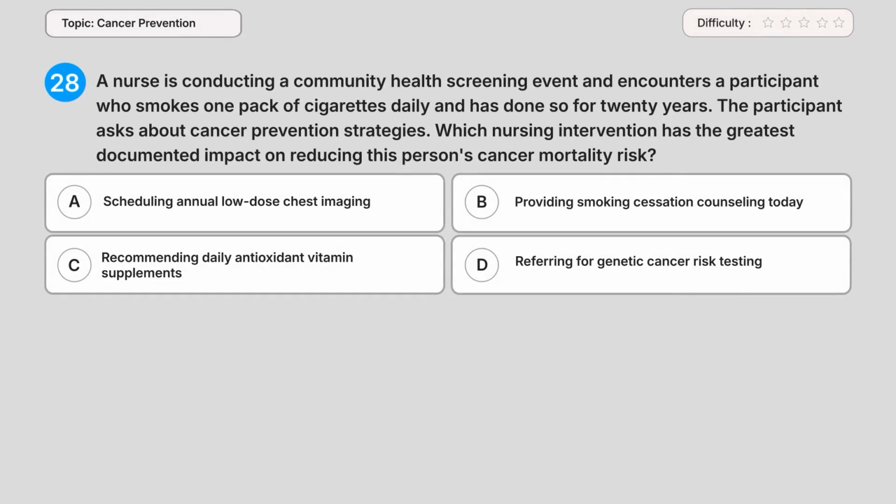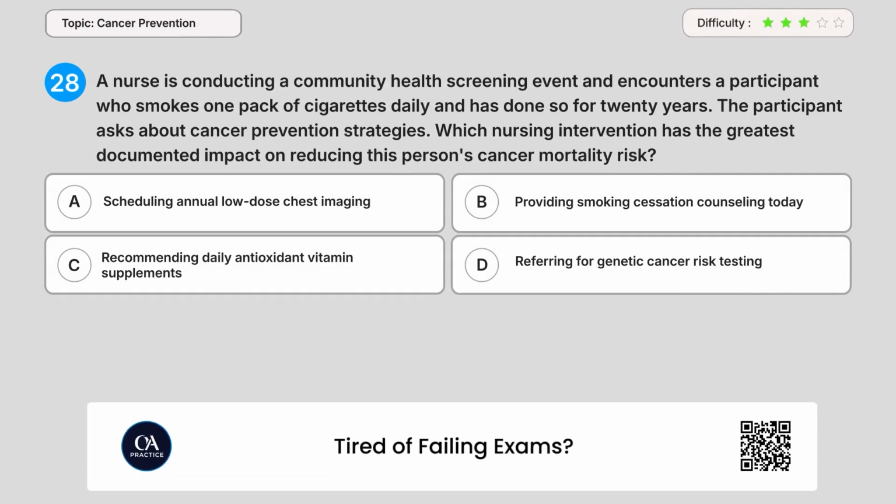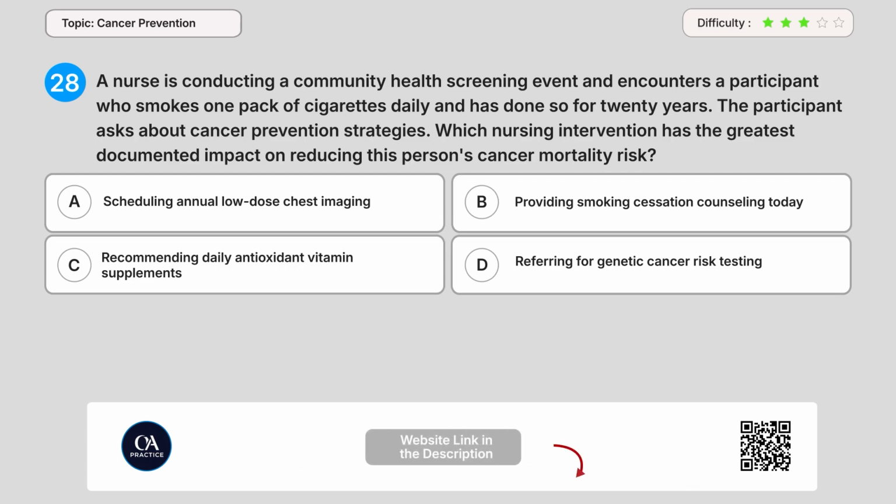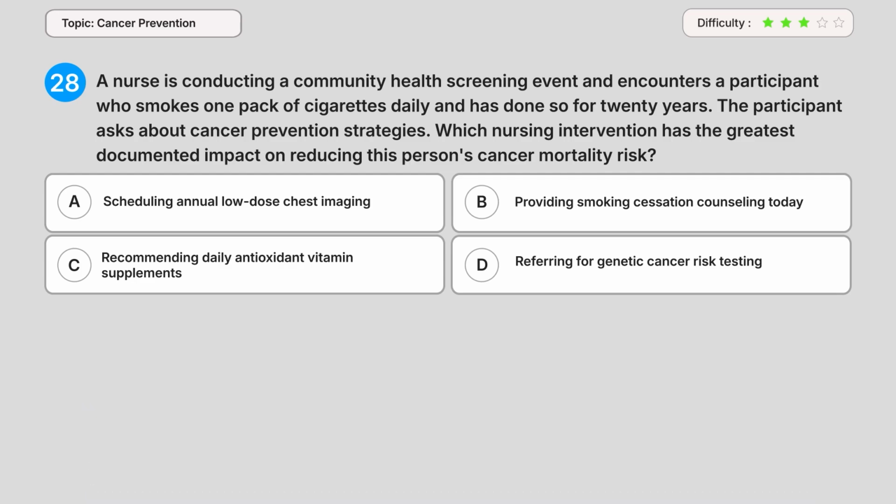28. A nurse is conducting a community health screening event and encounters a participant who smokes 1 pack of cigarettes daily and has done so for 20 years. The participant asks about cancer prevention strategies. Which nursing intervention has the greatest documented impact on reducing this person's cancer mortality risk? A. Scheduling annual low-dose chest imaging. B. Providing smoking cessation counselling today. C. Recommending daily antioxidant vitamin supplements. D. Referring for genetic cancer risk testing. Do you know the answer?